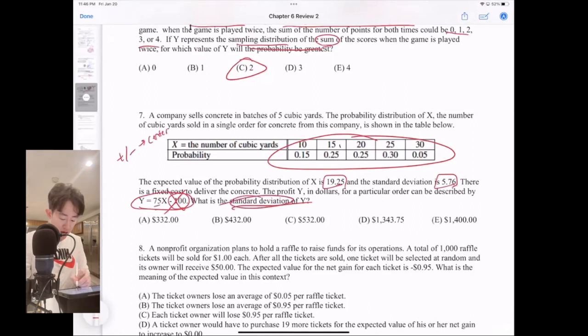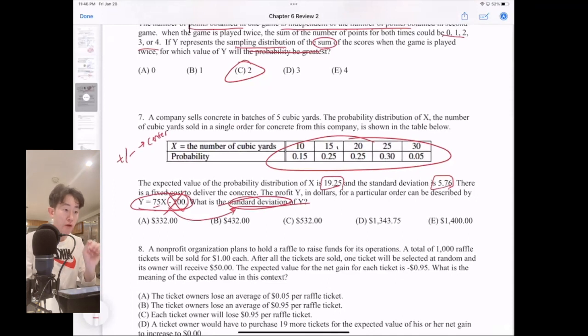Multiplying by 75 definitely changes the standard deviation by a factor of 75. So you take the standard deviation and you multiply by 75 because it just simply gets multiplied by that amount. So the answer here should be B, $432.